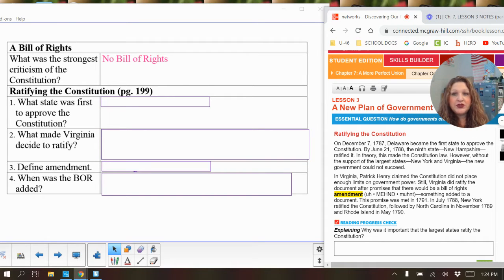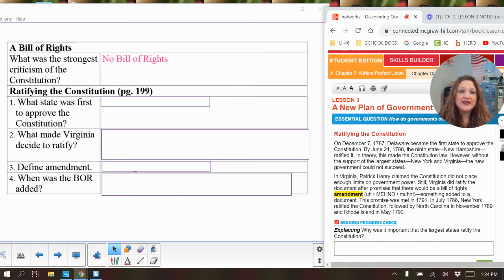So we're going to move forward to ratifying the Constitution. And remember that ratify means to approve, okay? And so number one, what state was the first to approve the Constitution or to ratify the Constitution? This was also in the assignment that I gave you that had the short passage to read with 3 multiple choice questions, but we're going to answer it again here.